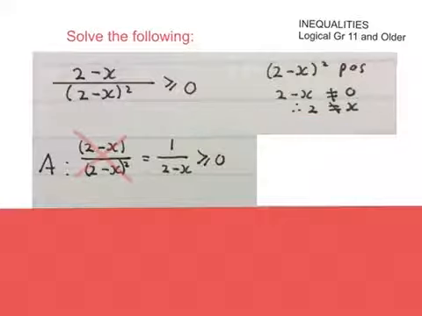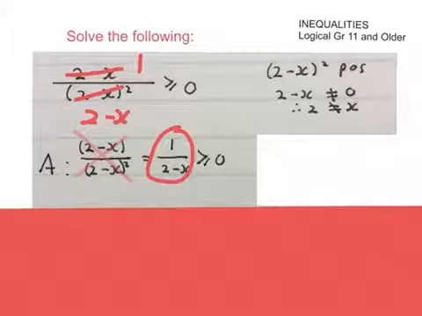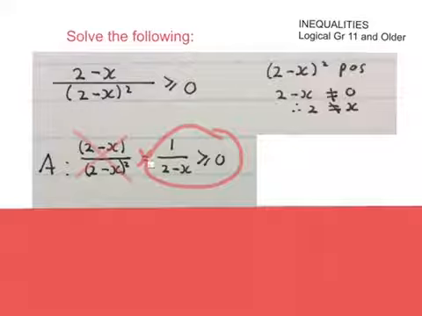One of the rules in maths that you must always watch out for is that you must try and simplify a fraction if you can. So this guy can go into itself once, and it goes in there, 2 minus x. That is why the answer I got is now bigger than 0. So we have this inequality: 1 over 2 minus x is bigger than or equal to 0.